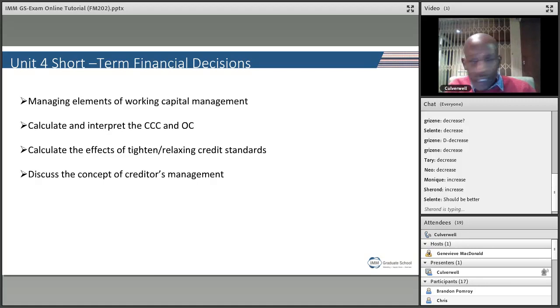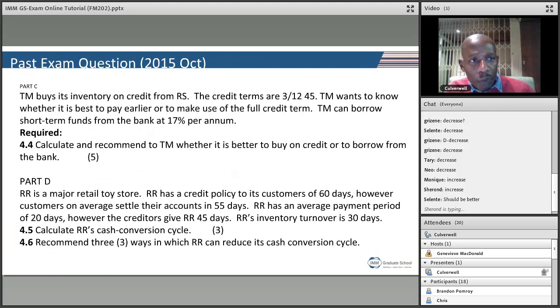Are there any questions on learning unit 4 before I move on to learning unit 5? Any questions on learning unit 4 before we move on to learning unit 5?